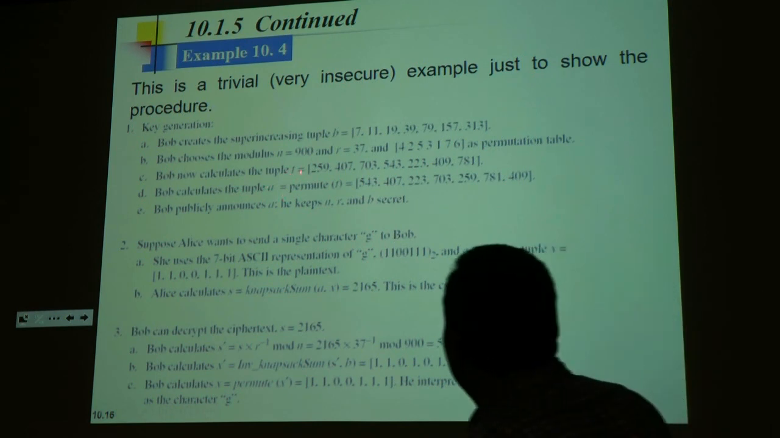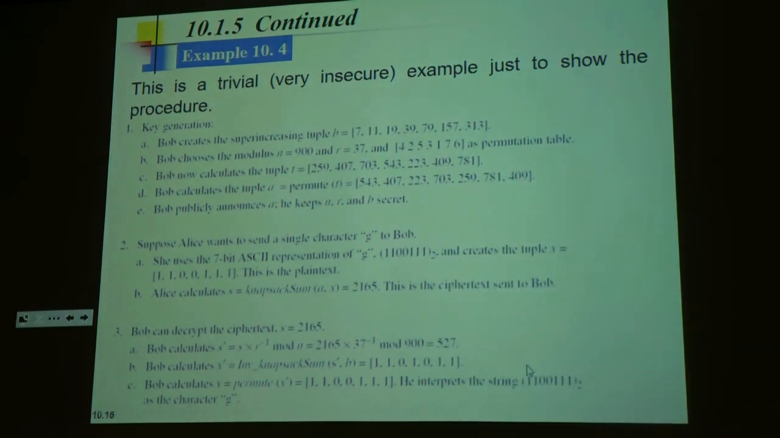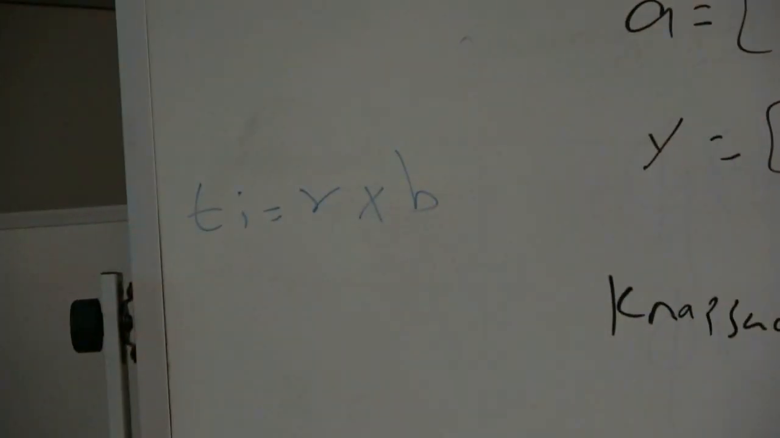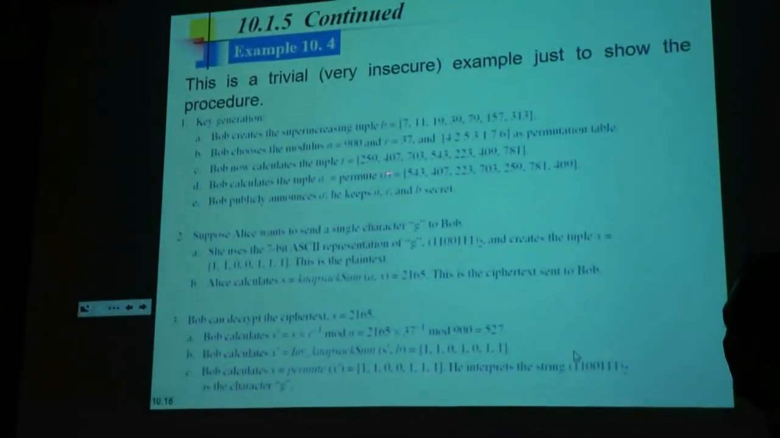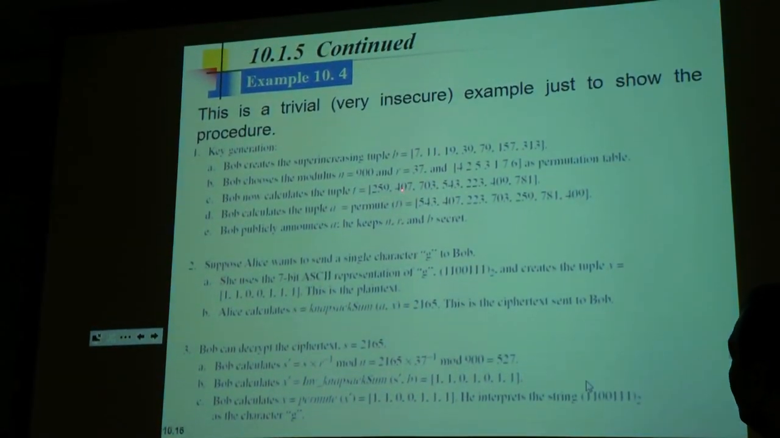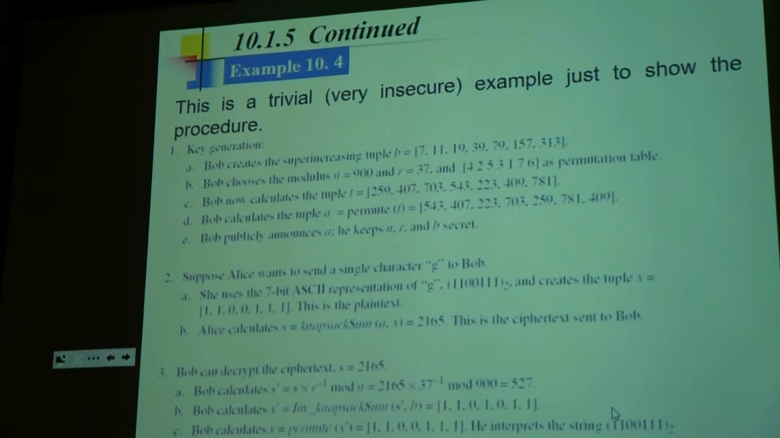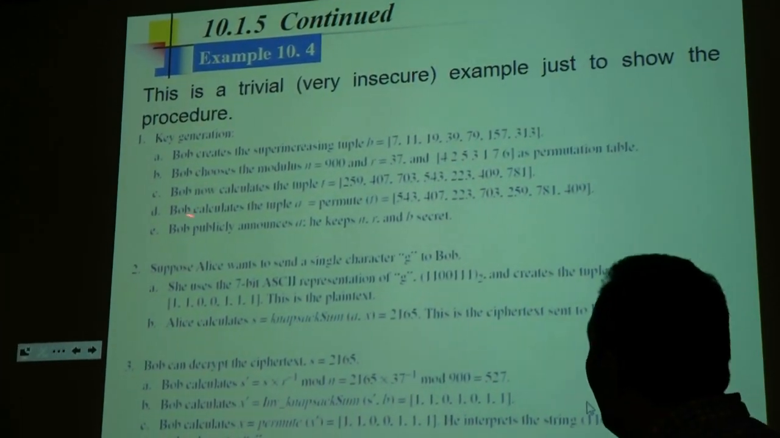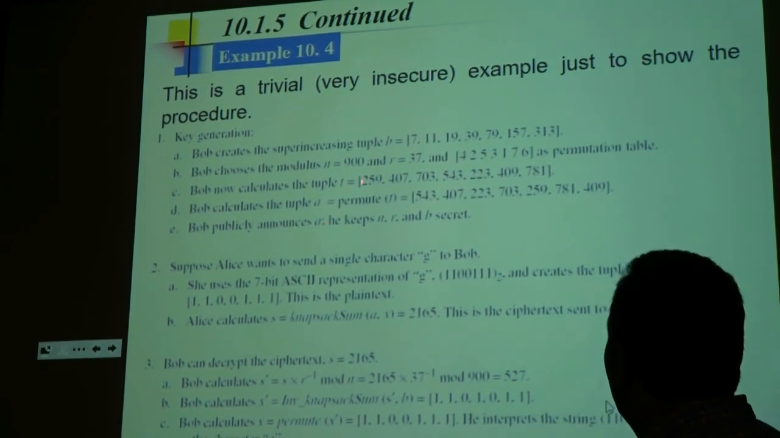The tuple T is calculated according to a rule that is part of the algorithm. Tuple T: Ti equals R times Bi. So all you have to do, how much is R? 37 times 7 will give you this number. 37 times 11 will give you this, and so on and so forth. Then Bob calculates the tuple A, which is a permutation of T.